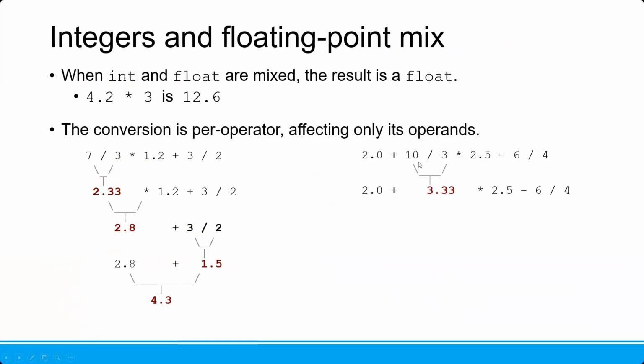This is integer divided by integer, then we will get float. This float multiplied by float, we will get float. This integer divided by integer, we will get float. And the result, yeah, it is a float number. So float is the higher level than integer.